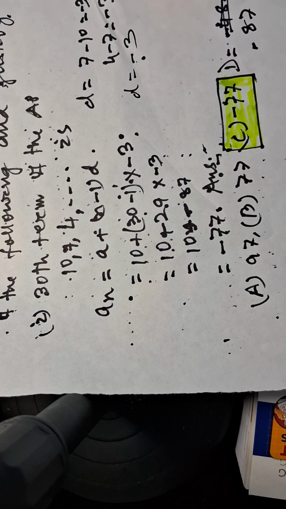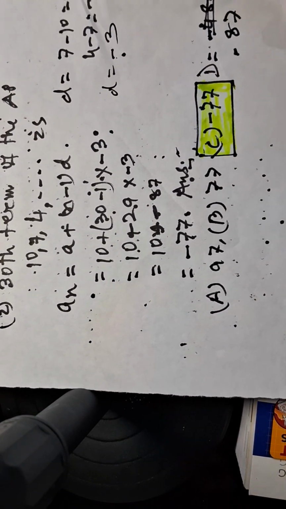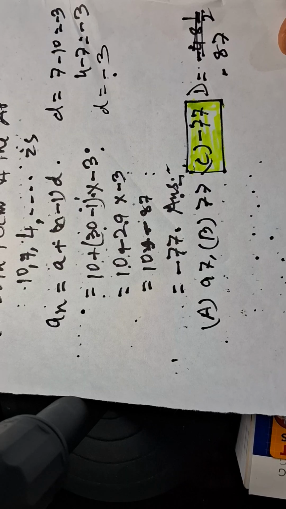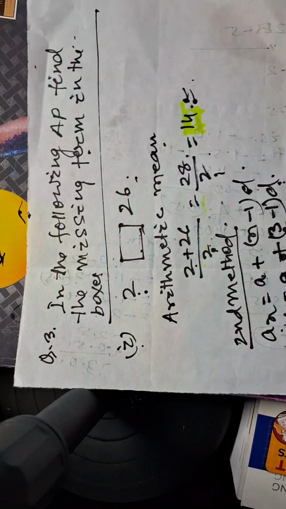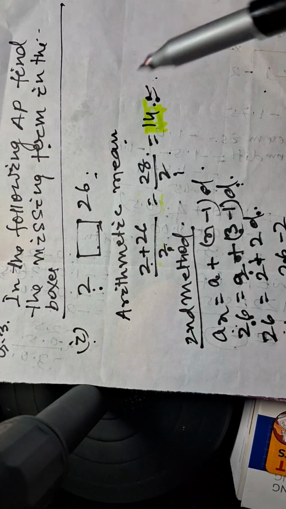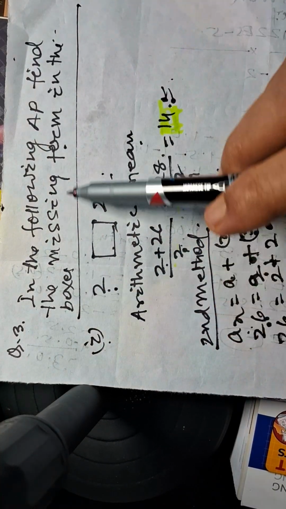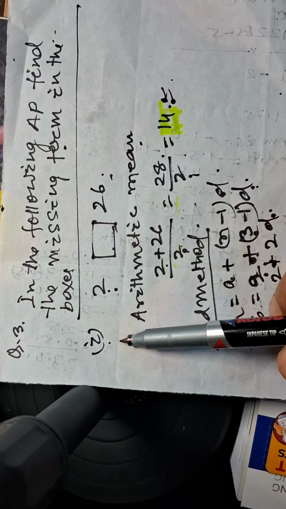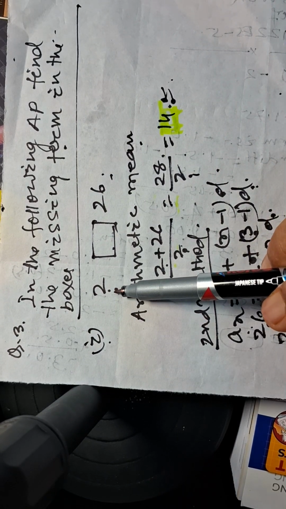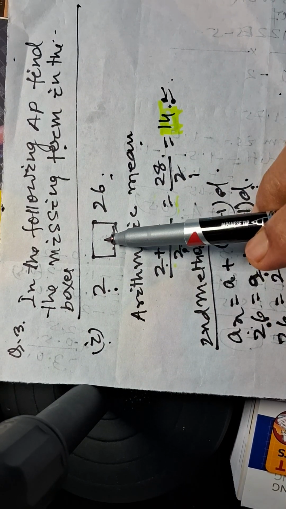In this way, we have solved question number 1 and 2. Now, we will go ahead to question number 3. In the following AP, find the missing term in the boxes. First, a is equal to 2, second term is missing and third term is 26.